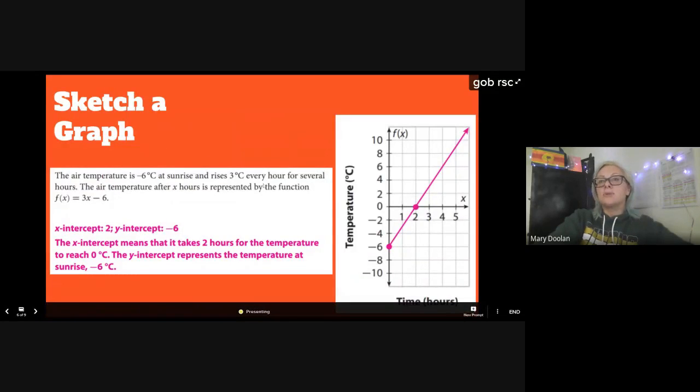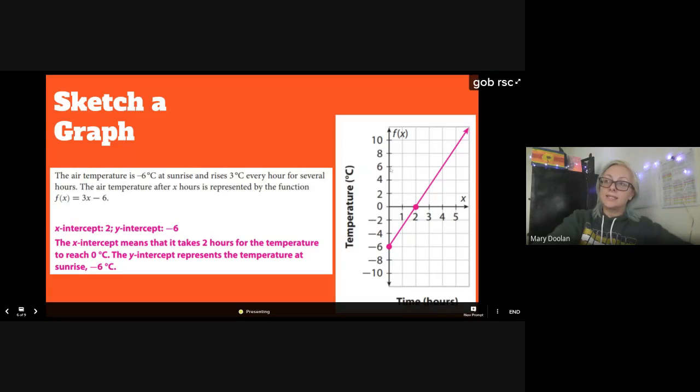And then there's an example here of sketching a graph. The air temperature is -6 degrees Celsius at sunrise and rises 3 degrees Celsius every hour for several hours. The air temperature after x hours is represented by the function f of x equals 3x minus 6. Remember, function notation, this f of x, is just like y. So f of x equals 3x minus 6 is the same thing as y equals 3x minus 6. It's a function. And over here is the graph of that line.